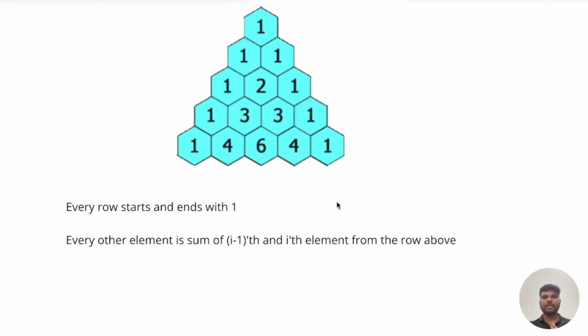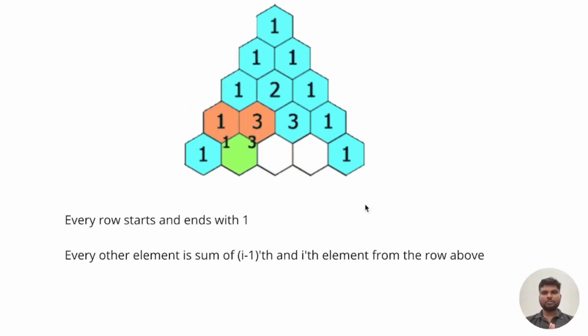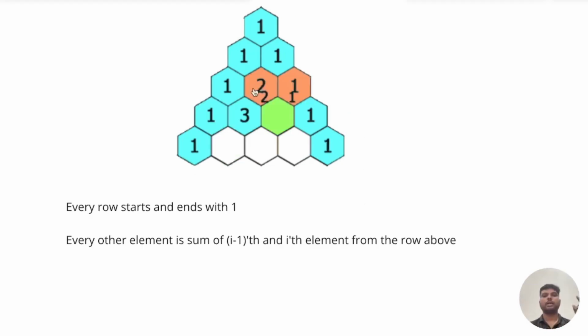The second pattern is that each row starts and ends with 1, which is also shown in this diagram, right? The third pattern this problem shows is that the remaining elements are the sum of the i minus 1th and ith element from the row above. Consider this example of this 2. It is the second element in this row and it is the sum of the first element and the second element from the previous row. So the i minus 1th and ith element from the previous row. Okay, so hope you got all the patterns in this problem.